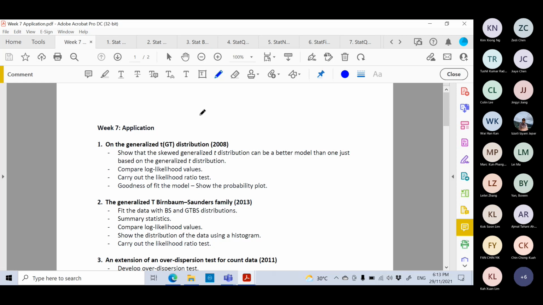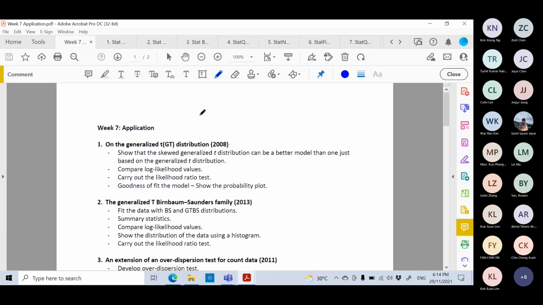This week, I also take some papers on distribution theory. Distributions are very important in statistics, because if the distribution is flexible enough, then you can model your data. This paper on the generalized T distribution, published in 2008, is related to the T distribution. I believe that all students know the T distribution. From the T distribution, they generalize it.